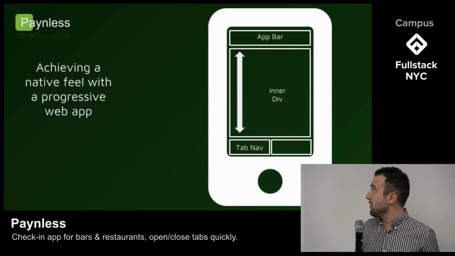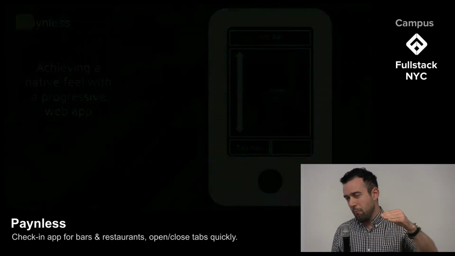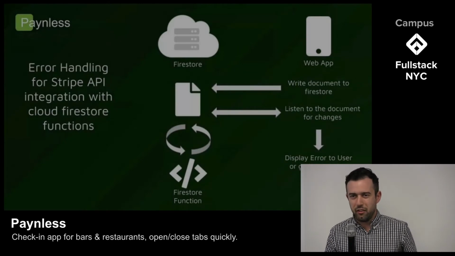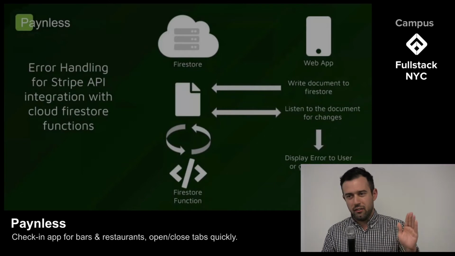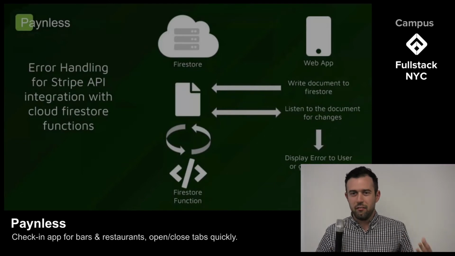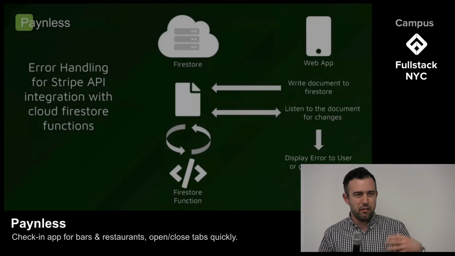So what we did to achieve this, we put a navbar at the top and a tab navigation at the bottom, and we flexed those so they stayed there. Inside, we had a div that will scroll vertically, and these things combined allowed us to mimic a lot of native applications in terms of how you navigate through them.